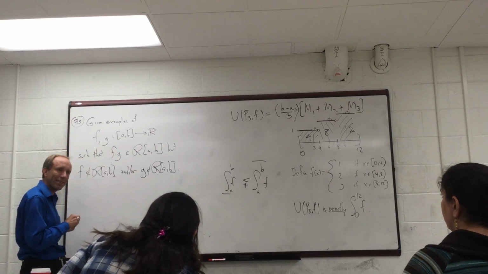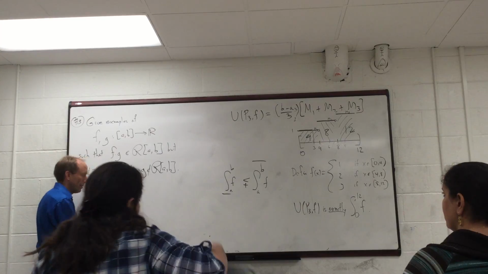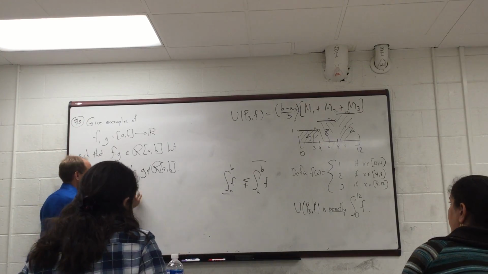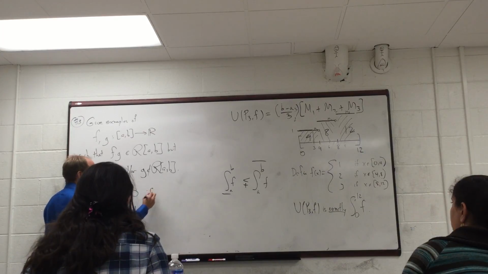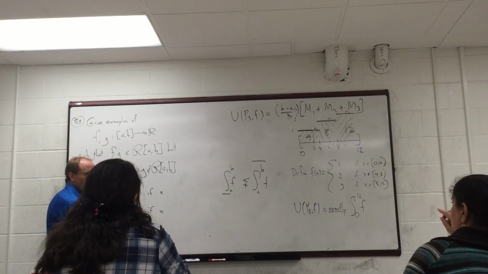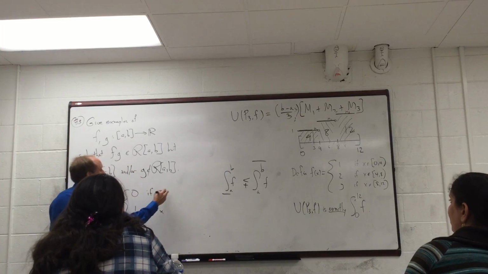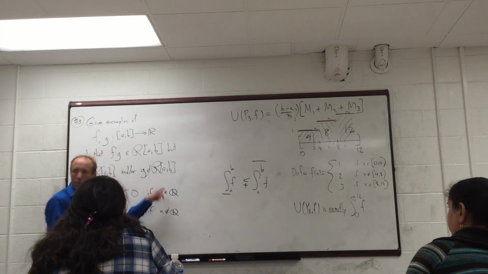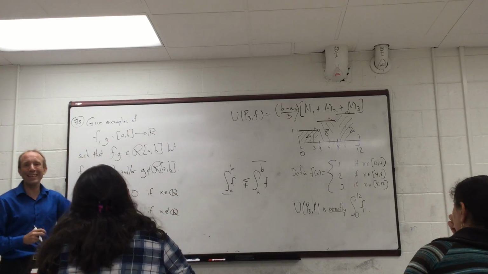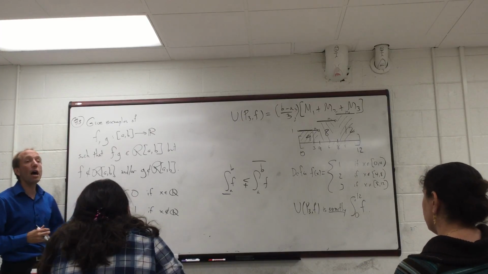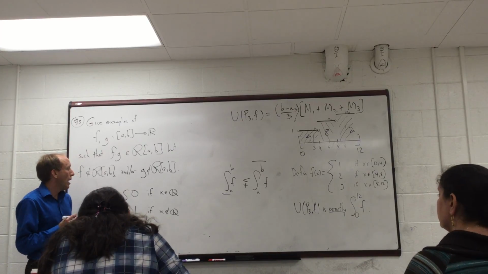Do you remember it? What is it, Sarah? Is it the Dirichlet function? Mm-hmm. 0 if x is rational. There we go. I forget which way I did it, whether it was this way or this way, but that's basically it. This is a good example. This function is not Riemann integrable.